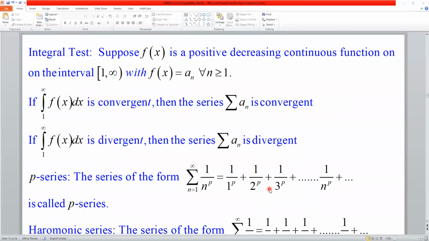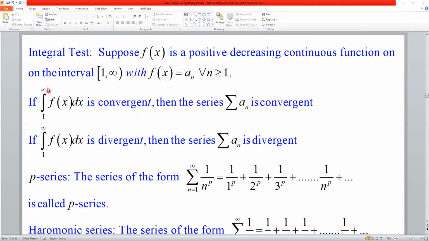Let us move to the integral test. What does the integral test say? Let us assume that the series summation a_n is a series of positive terms, and moreover the sequence a_n is a decreasing sequence for all n greater than or equal to 1. We can assume that f of x is a positive decreasing continuous function, bounded in the interval 1 to infinity. So we can take f of n equal to a_n for all n greater than or equal to 1.